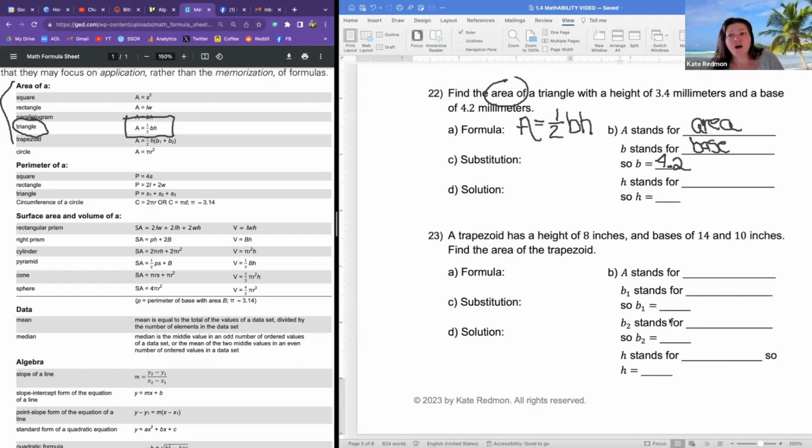And H stands for what? Well, again, big hint in the problem. Height is 3.4 millimeters. H stands for height. So our H is 3.4. Plug into our formula. A is equal to 1/2. B is shoved up. It's multiplying, and I know what it is. We said B was 4.2. H is also shoved up. It's multiplying, and I know what it is, 3.4.